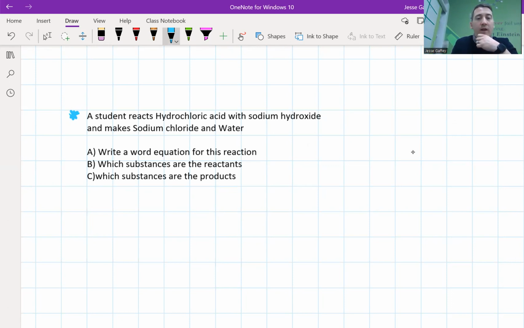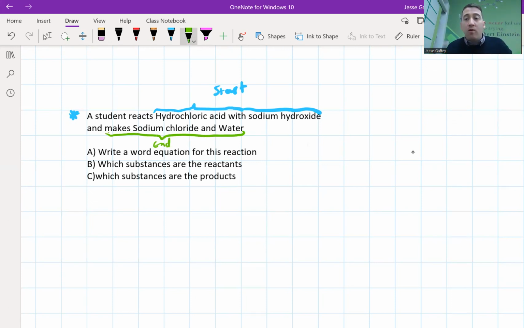Okay, so hopefully you can see that a student reacts hydrochloric acid with sodium hydroxide. These things are there at the start. And then it says makes sodium chloride and water. These are there at the end. Okay, so once we know that, the rest should be easy. So I want you to pause the video and answer A, B, and C for me. Okay, so you should only be playing if you've answered A, B, and C here.